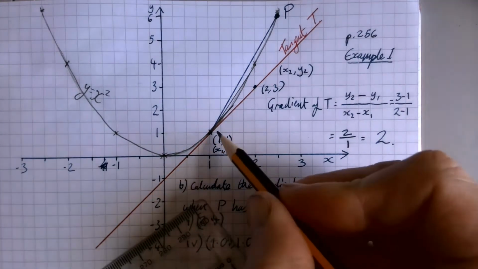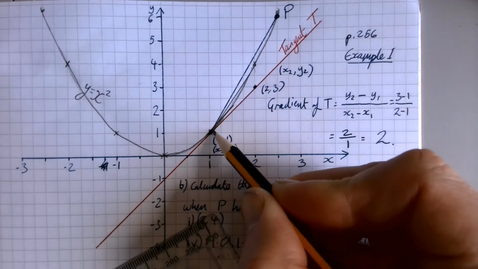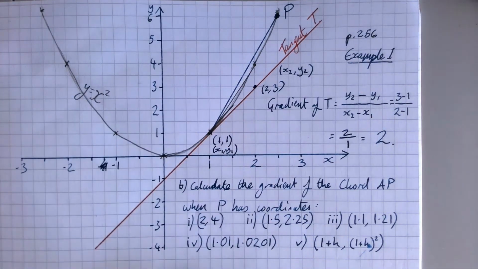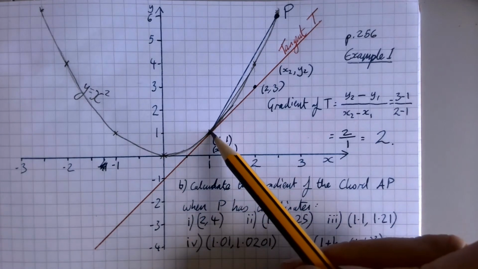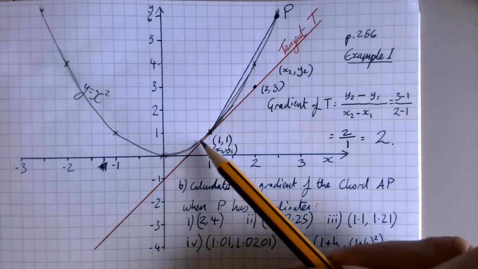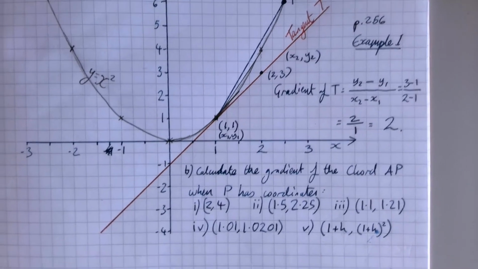If I go to 1.1, that's just going to be 1/10 of the way along. It's going to be a very, very short one, but if you think about it, the steepness of that slope is going to be closer to it. And 1.01, just 1/100th of the way along, is going to be almost exactly the same as the gradient of the tangent. And then the last thing we're going to do is consider any value that we're putting on here. So we'll come to that when we get there. But starting with 2, 4.